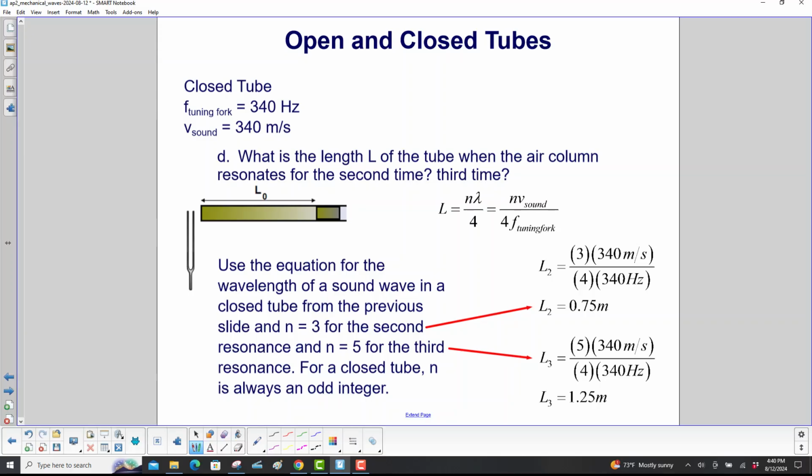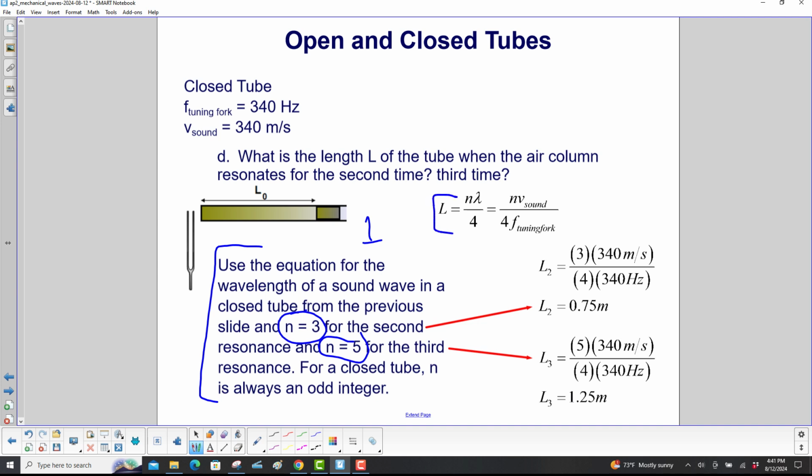What is the length L of the tube when the air column resonates for the second time, the third time? We need to use the equation for the wavelength of a sound wave in a closed tube from the previous slide, and for the second resonance, we have n is equal to 3. The first resonance was when n was equal to 1. The third resonance will be n is equal to 5. That's because for a closed tube, n is always an odd integer.